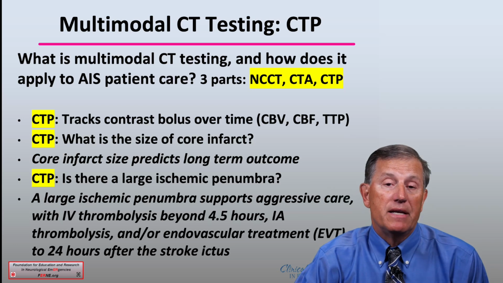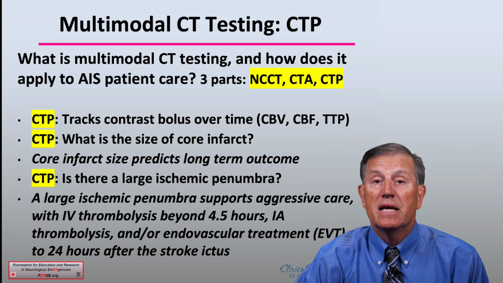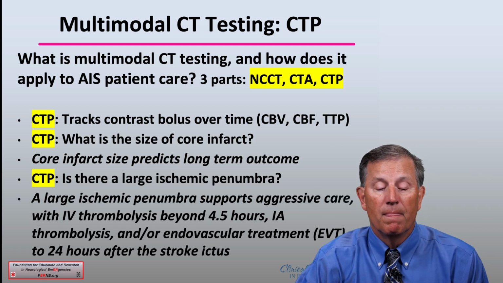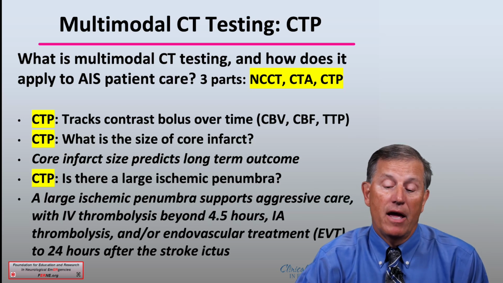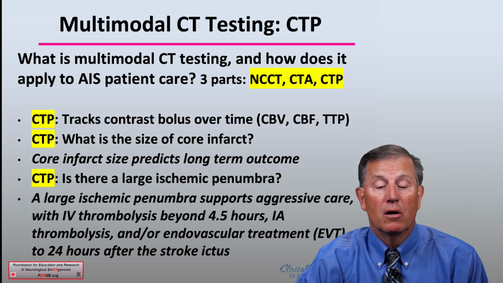And the CTP test also allows us to understand whether there is a large ischemic penumbra. A large ischemic penumbra supports aggressive care with IV thrombolysis beyond 4.5 hours, intraarterial thrombolysis, and or possible other endovascular treatments up to 24 hours after stroke ictus, especially with posterior stroke problems.